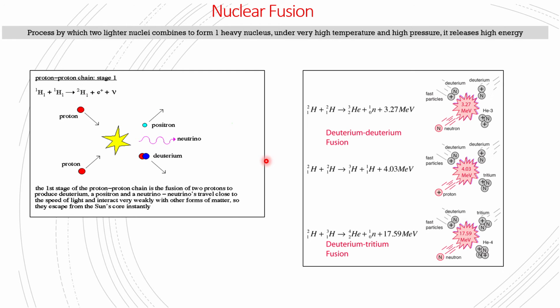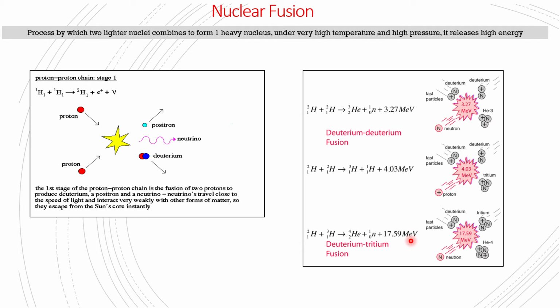Summary of stage 1 is two hydrogen producing deuterium. Now in the next stage, one of these can occur. Two deuterium can combine to form a helium, neutron, and some energy. Two deuterium can also combine to form a tritium, hydrogen, and energy. Now we have tritium also. So deuterium and tritium can combine to form helium, neutron, and energy.